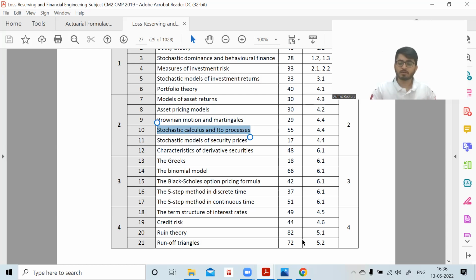Chapter number 5, Stochastic Model of Investment Returns, was previously part of paper CT1 under the old curriculum. Chapter 20 and chapter 21 were part of paper CT6. And apart from that, while doing chapter number 12, parts of it earlier were there in both CT1 and CT8. So for our analysis, just using the CT8 paper shall also do our job.